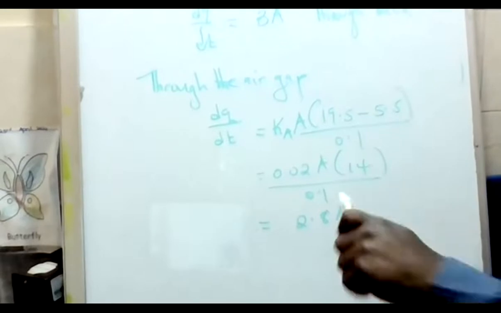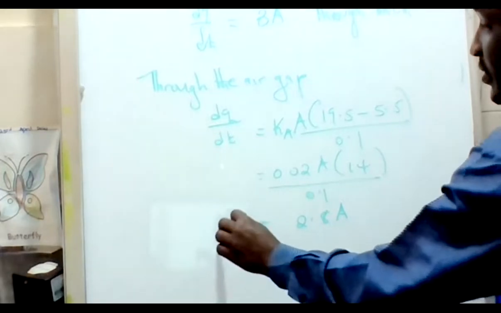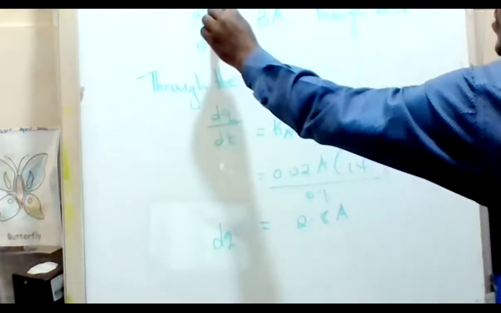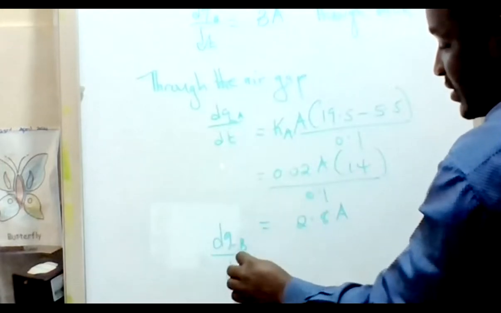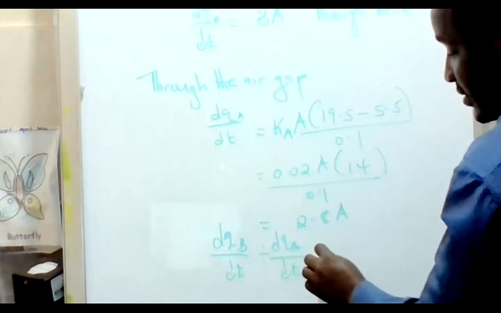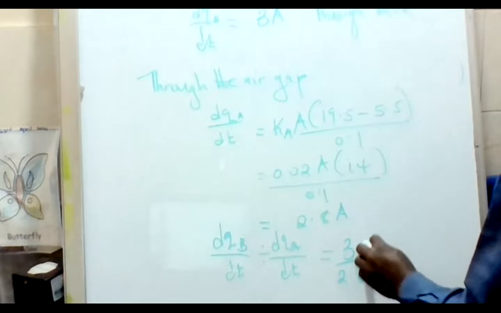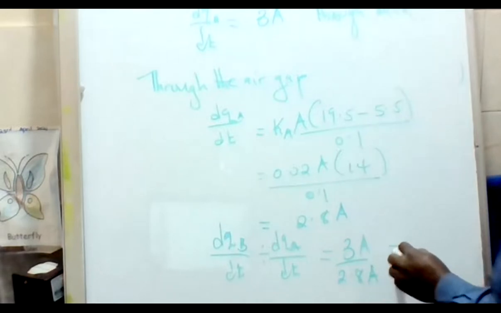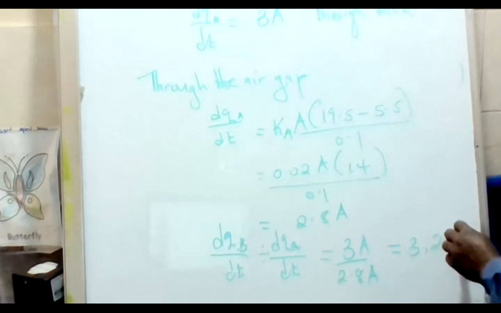After getting this answer, now we're going to the ratio. We want to find the ratio of heat flow through the air gap and through the brick. We call this B, and then this is A. dQ/dt of B divided by dQ/dt of A is equal to 3 divided by 2.8. All of them have A, so this A will cancel. So this will be equal to 3 over 2.8, which in ratio form is about 1 to 1.